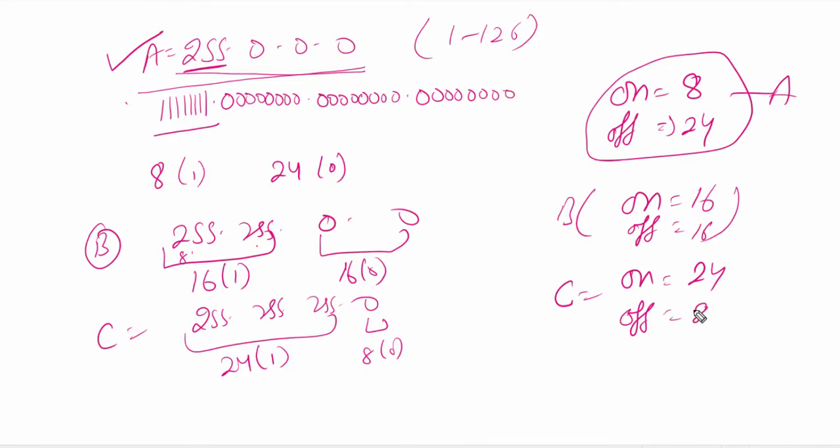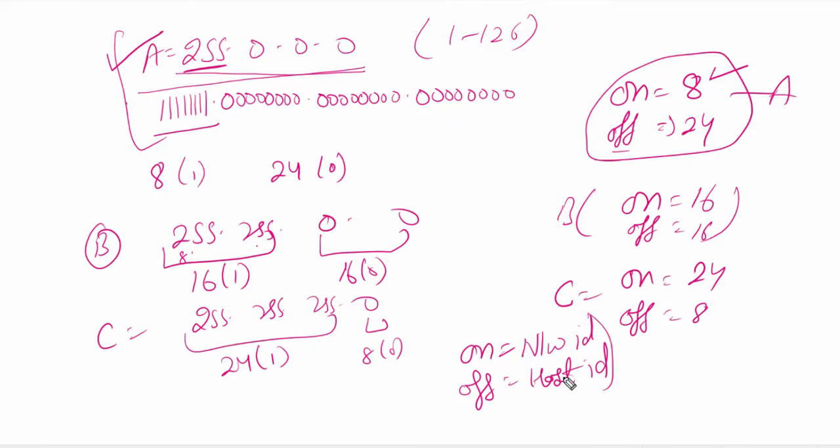Now, the important concept here: in computer language, 0 is known as the off bit and 1 is known as the on bit. In the network part, an on bit, meaning 1, represents the network ID and an off bit represents the host ID. Understand the concept. So if we check A class, 8 bits are of network ID and 24 bits are of host ID.